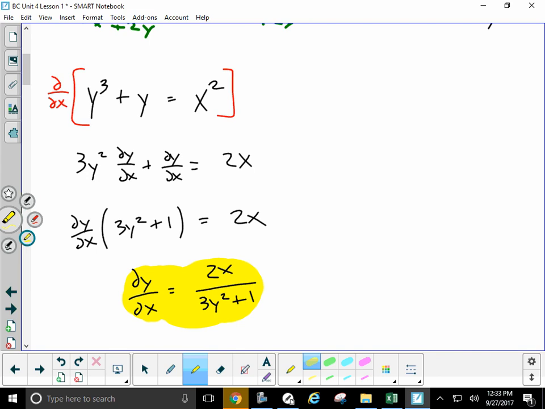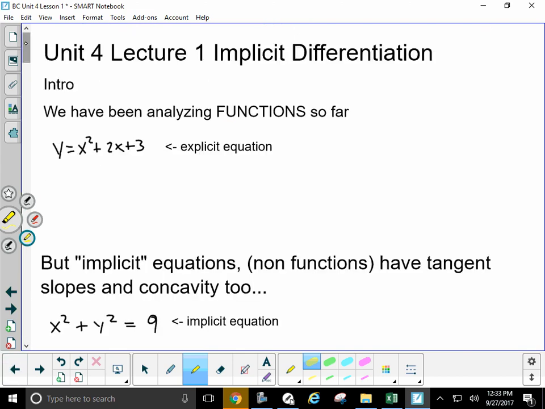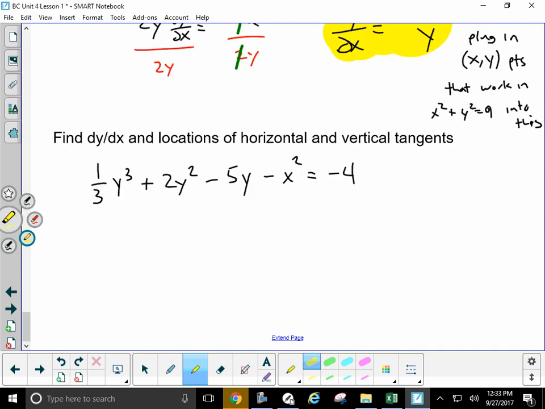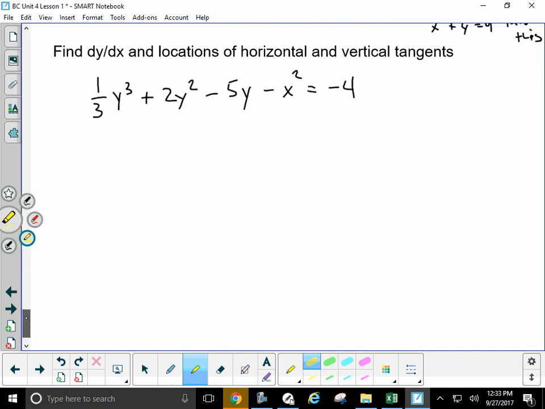Okay, let's flip over. We can find locations of horizontal and vertical tangents. And before we just start jumping into this one, let's talk about horizontal tangents and vertical tangents. I'll use H.T. to signify a horizontal tangent. That's when my slope is equal to 0, right? Well, you can also think of a 0 as being a 0 over a number. It's still 0, right? Okay, good.